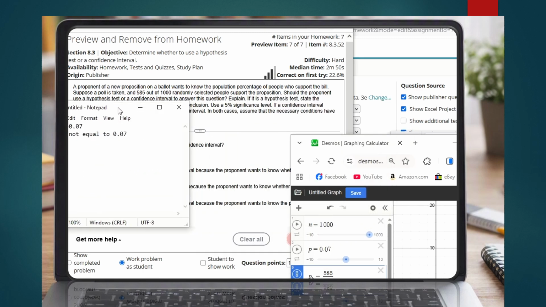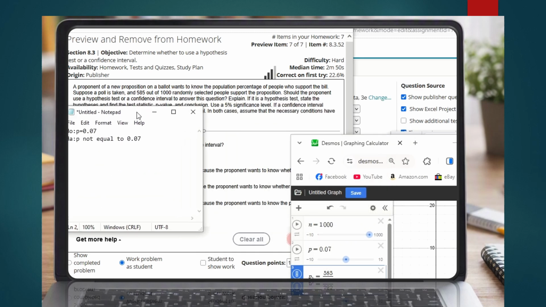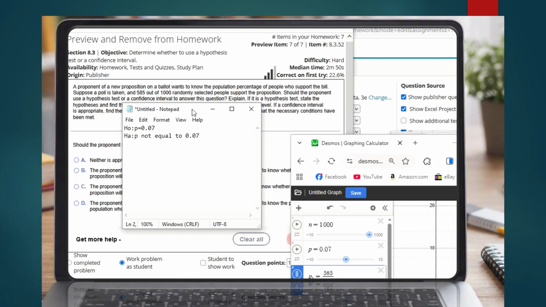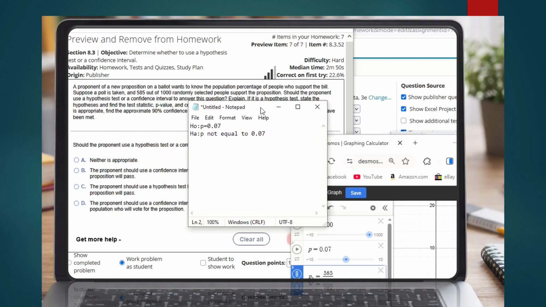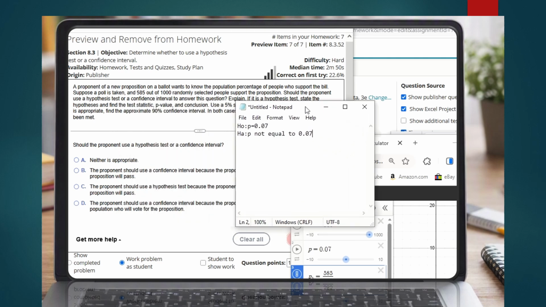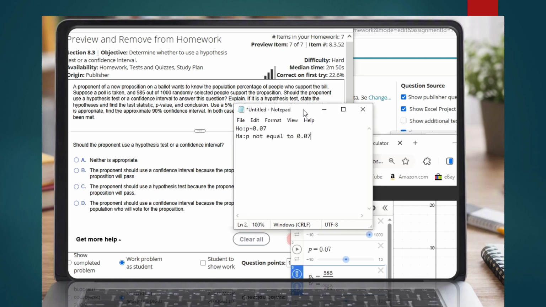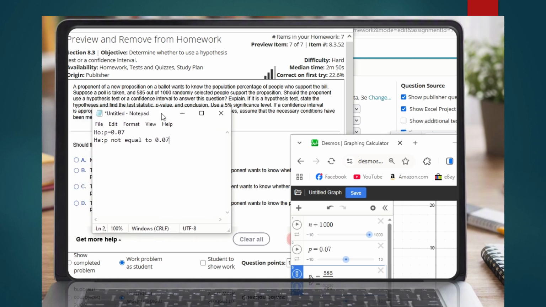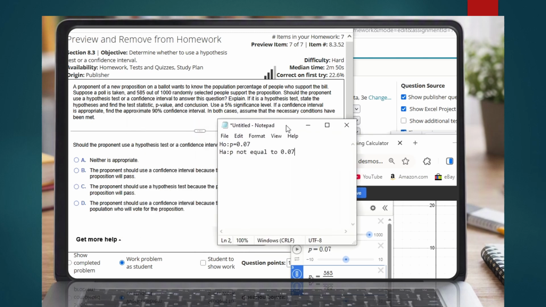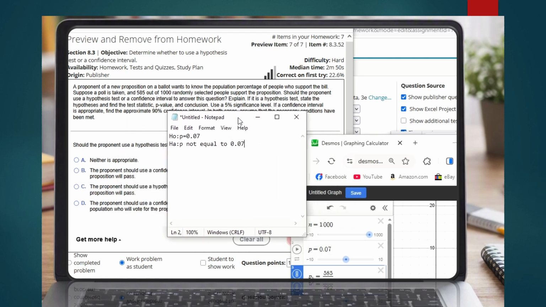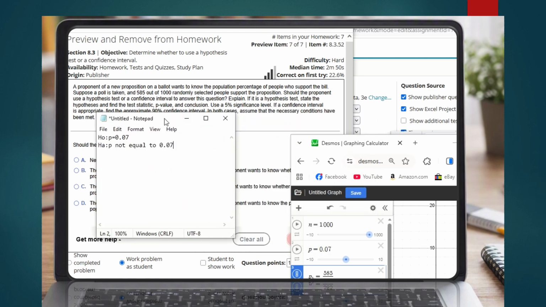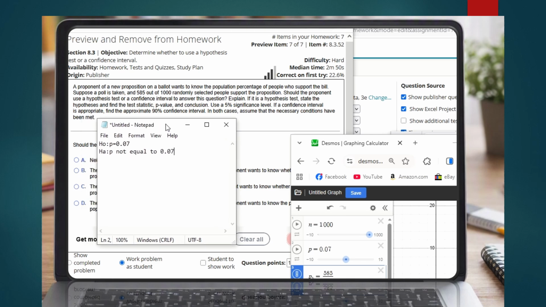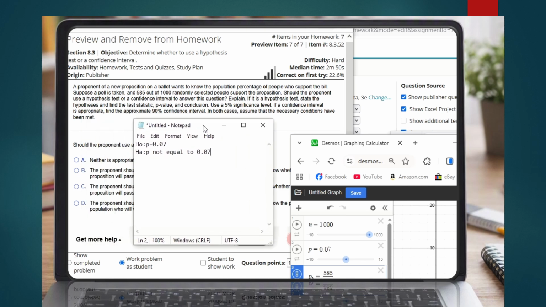Should the proponent use a hypothesis test or a confidence interval to answer the question? And explain. If it is a hypothesis test, state the hypothesis and find the test statistic, the p-value and the conclusion using 5% significance. If a confidence interval is appropriate, find a 90% confidence interval.